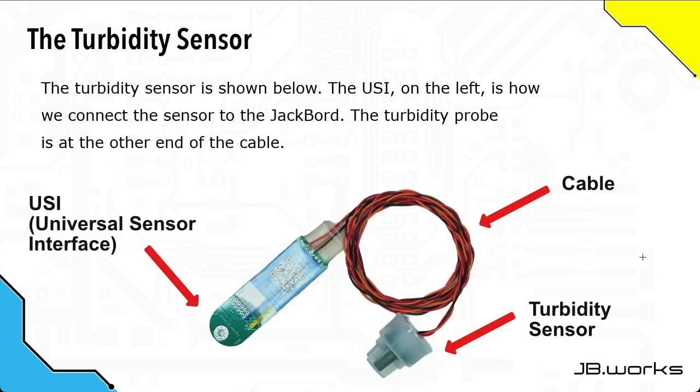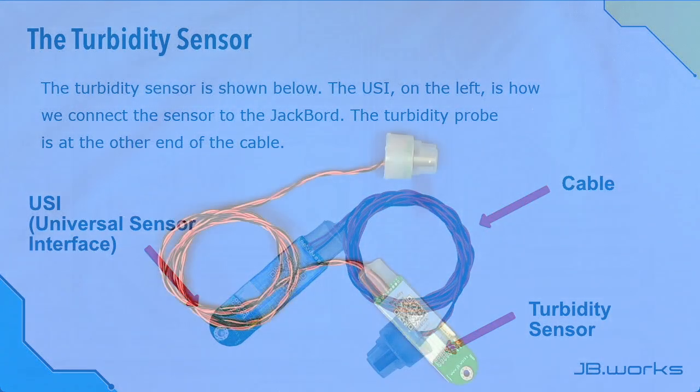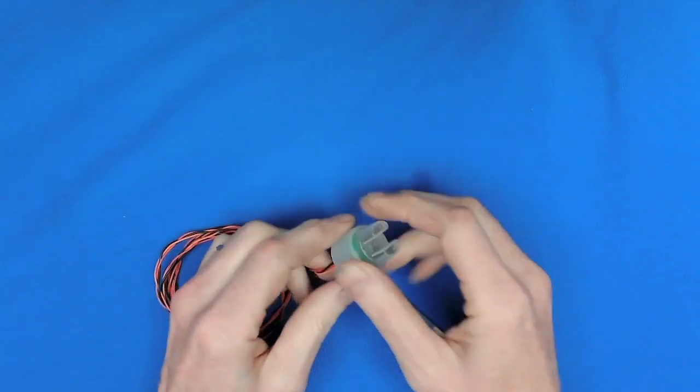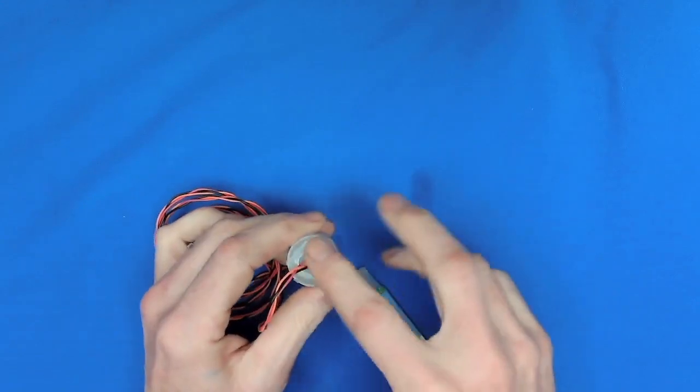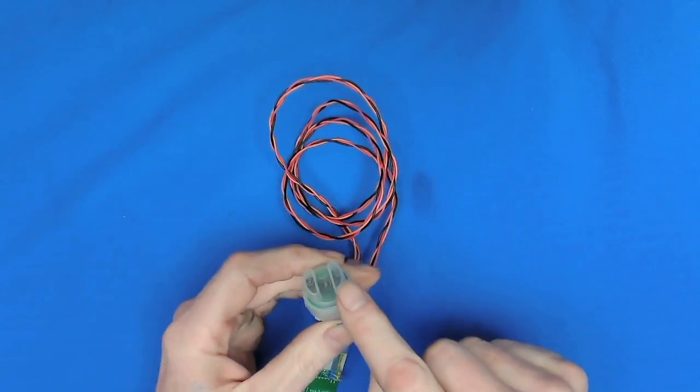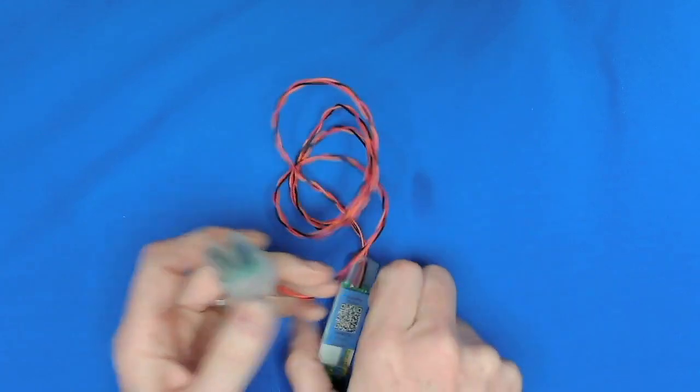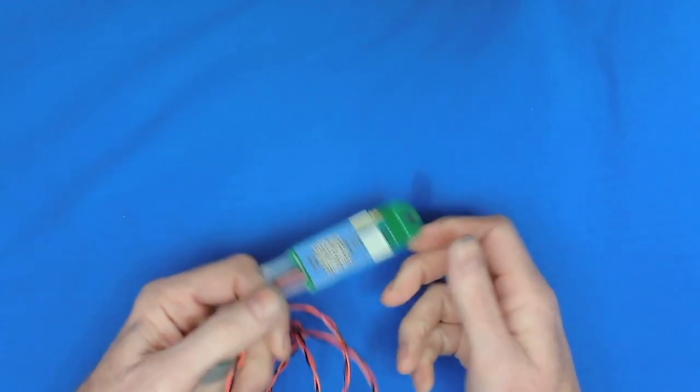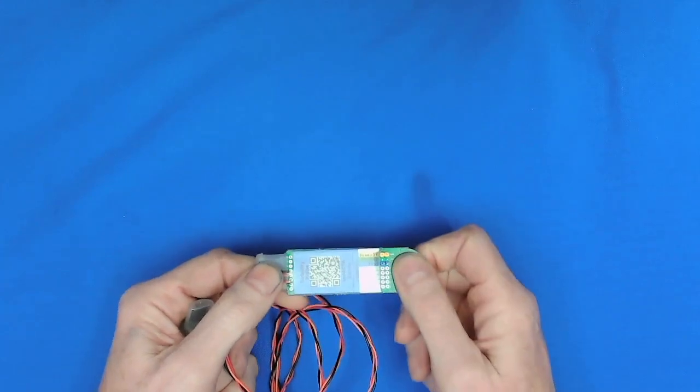In this picture we can see a turbidity sensor. So first of all, we have on this side the universal sensor interface, which is what allows you to connect it to the JackBord. We have the cable that links the sensor to the USI. And then finally down here, this is the sensor that actually measures the turbidity, and this is what goes in the water, which is why it's all waterproof and sealed up. And then you've got the sensor end over here. And you've got the cable, and this is the USI that will ultimately connect to the JackBord Basic.